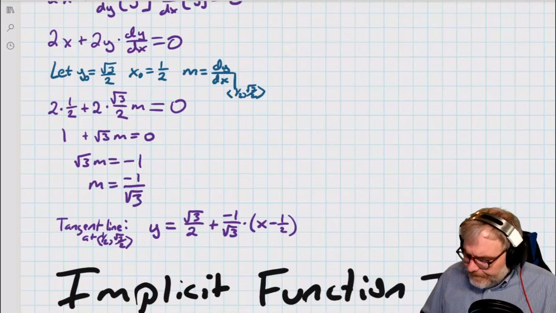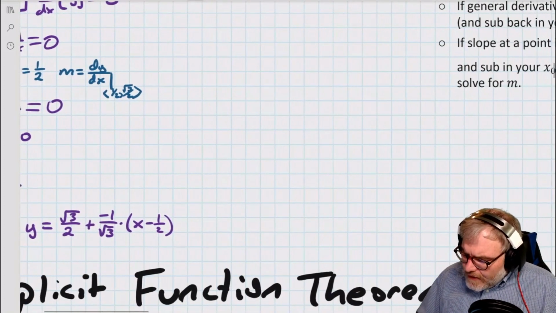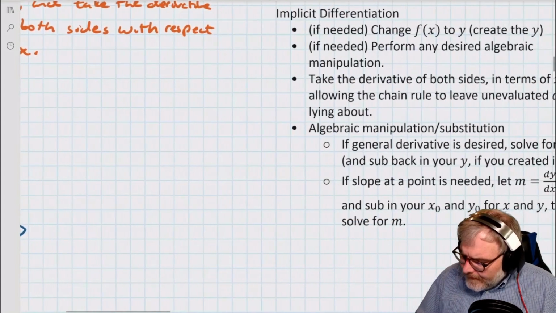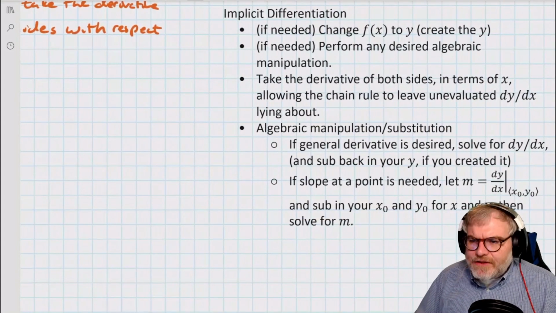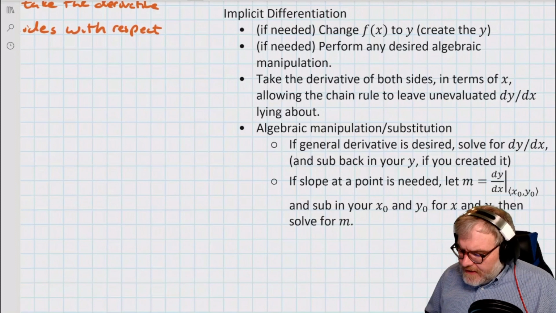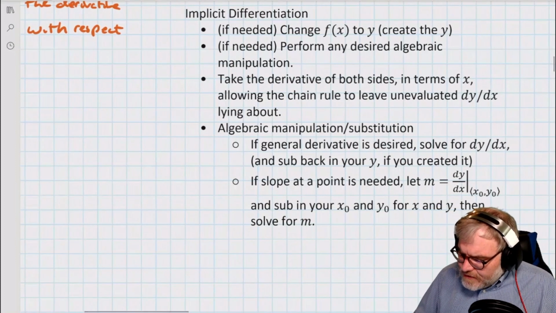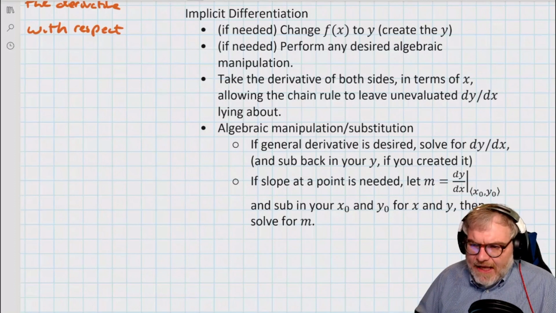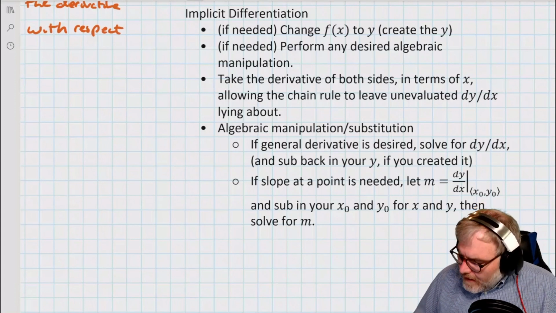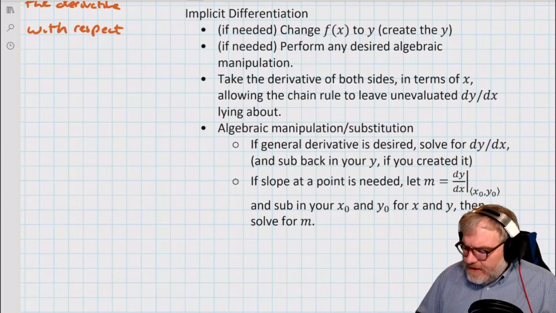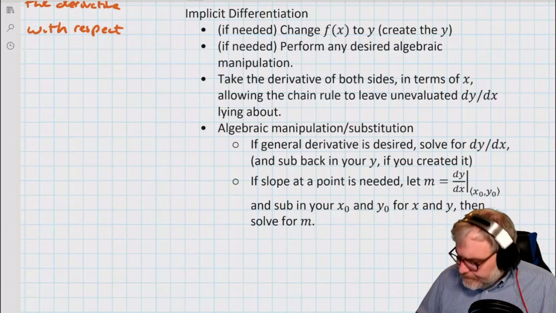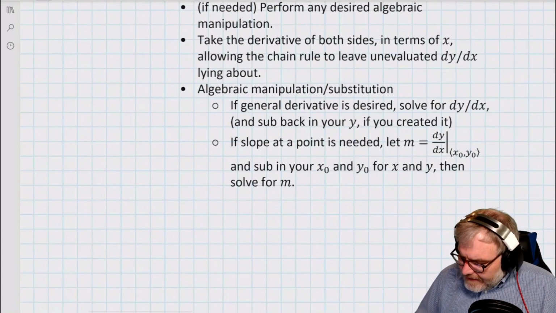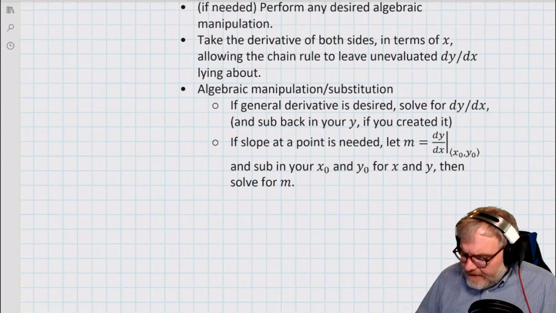That's nice. Now, here's what I did. I didn't need to do any of those steps. We are going to do those things later, but not right now. What I did was I took the derivative of both sides in terms of x, and I allowed the chain rule to leave unevaluated dy over dx lying about. I actually looked it up. It's lying, not laying. So I leave these unevaluated dy over dx terms just lying around. Then I algebraically manipulated and substituted.